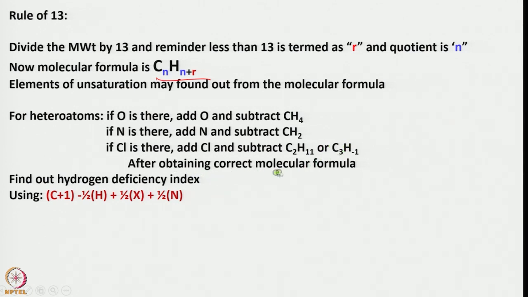After obtaining the correct molecular formula, find out the hydrogen deficiency index using this formula here: C plus 1 minus half of all H plus half X, X is halogen, and plus half N. With this one, we can arrive at the molecular formula and also learn about its saturation or unsaturation and the presence of a ring. I wouldn't say aromatic group, there can also be an aliphatic ring.